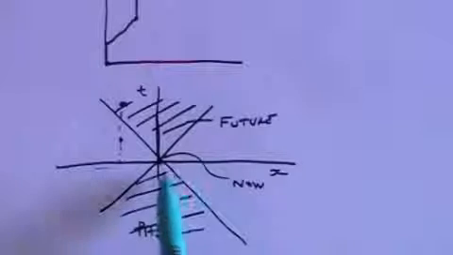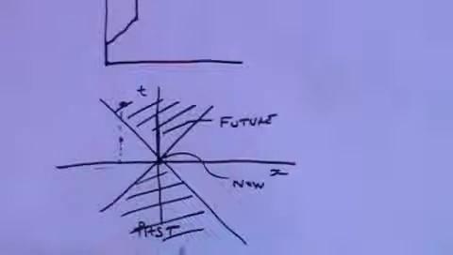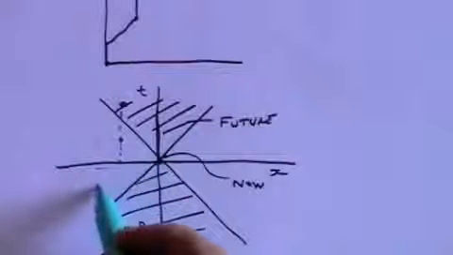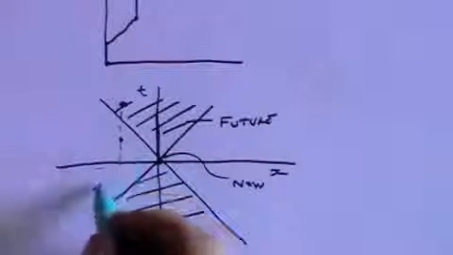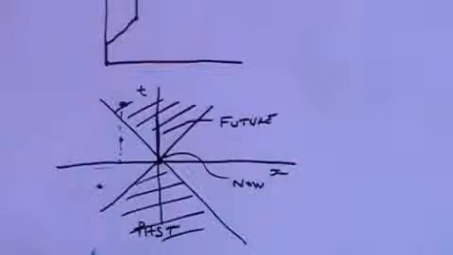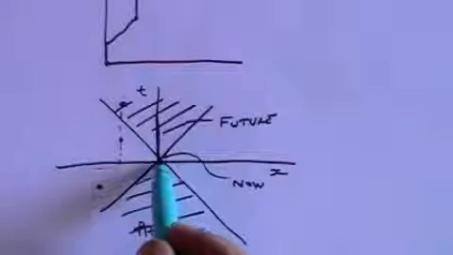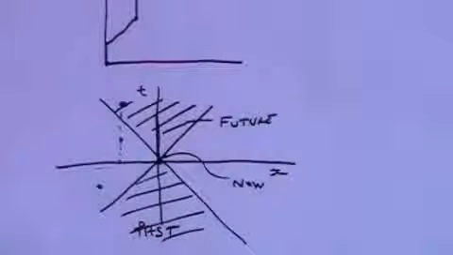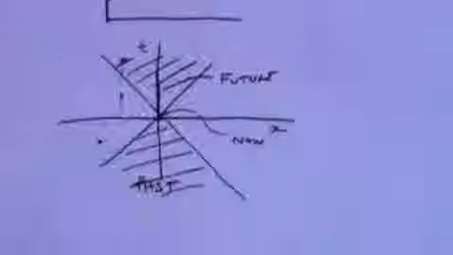And similarly, my past has been constrained by this area. If I am here now, I could never, at some time in the past, have been there. Because if I had been there, I could never get here, since that would require me to go faster than the speed of light. Now comes the problem that we're going to look at today.